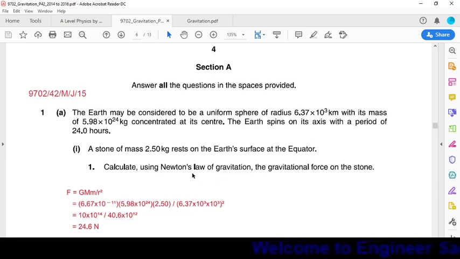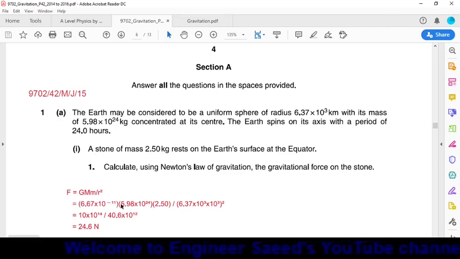Calculate, using Newton's law of gravitation, the gravitational force on the stone. Okay, the first part is very simple. We have to calculate the gravitational force. Gravitational force is given as G m1 m2 over r square. Now in place of m1 and m2 we have taken capital M and small m. This capital M is the mass of Earth. This small m is the mass of the stone.